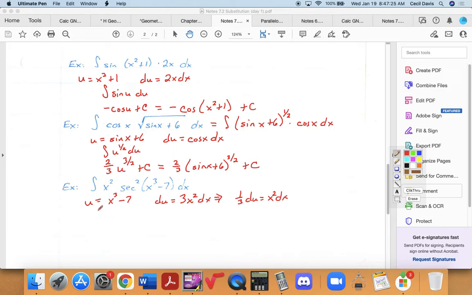So now we have the integral of secant squared of u times 1/3, and I'll put the 1/3 in front of the integral sign, du. What is the antiderivative of secant squared? Tangent. So this is 1/3 tangent of u plus c. So that's 1/3 tangent of x cubed minus 7 plus c.